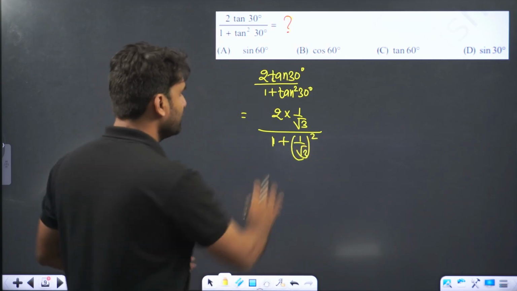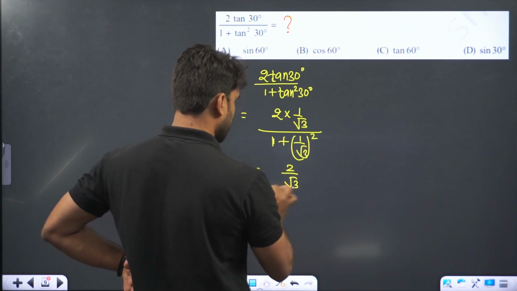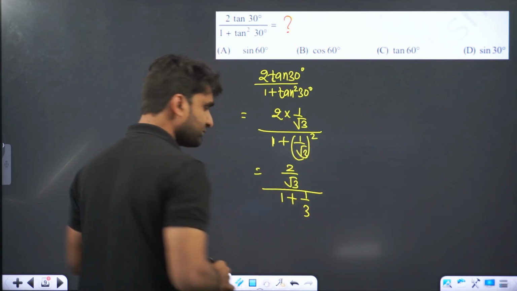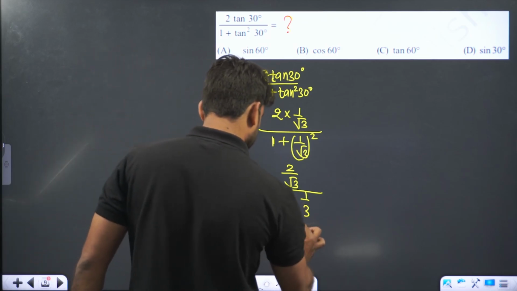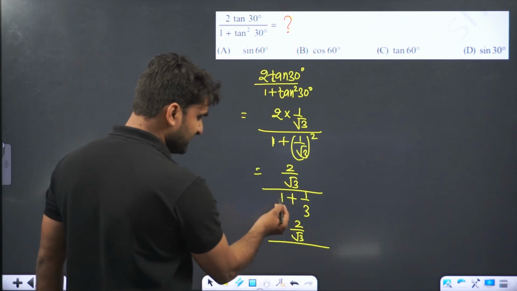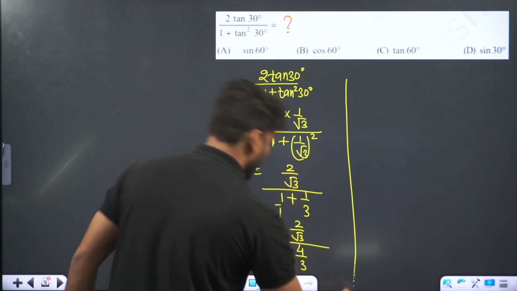Clear everyone? So 2 into 1 by root 3 will be 2 by root 3. And here we have 1 plus 1 by root 3 will be 1 by 3. Root will be removed. So let's solve this. So we have 2 by root 3. Can we take LCM? So on taking LCM, 3 will go there. So 3 plus 1 will be 4. 4 by 3.